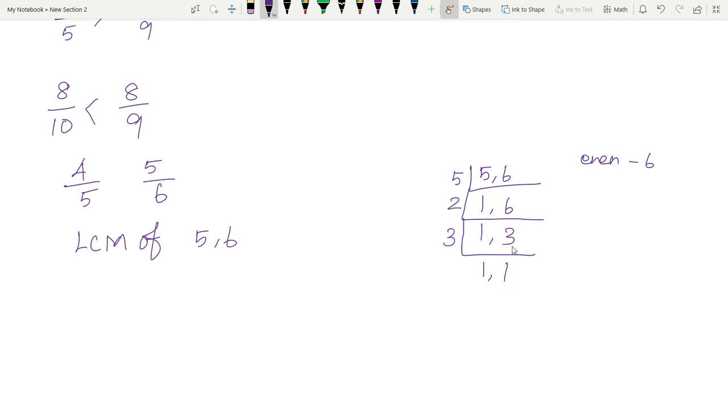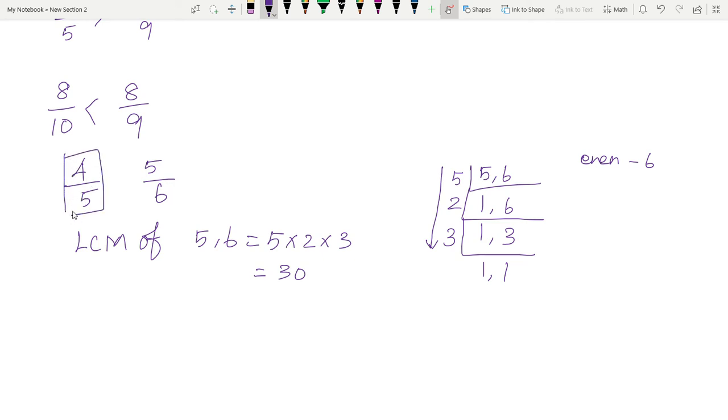Okay. Now we have to find the LCM of 5 and 6. How to find the LCM of 5 and 6? These are the prime numbers we have used as divisors. So we can multiply 5 into 2 into 3. 5 2s are 10. 10 into 3, 30. So LCM of 5 and 6 is equal to 30. Now we have to take the first set of fraction.